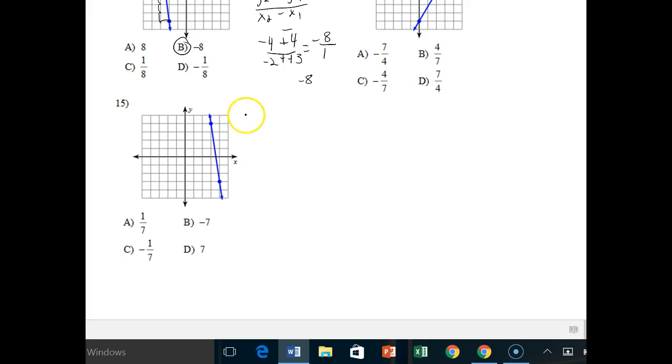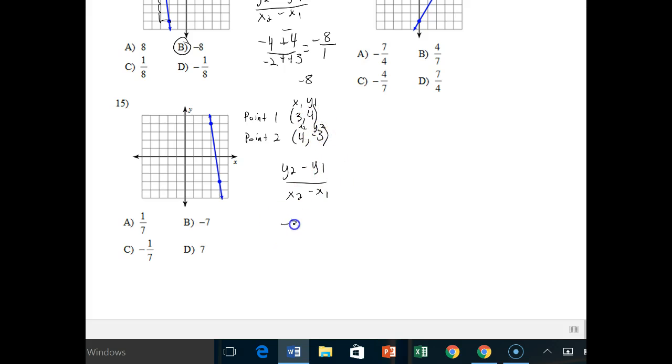And number 15. So point 1 and point 2. Point 1 is over 1, 2, 3. Up 1, 2, 3, 4. And point 2 is over 1, 2, 3, 4. And down 1, 2, 3. So we have y2 minus y1 over x2 minus x1. These guys will be x1 and y1. These guys will be x2 and y2.